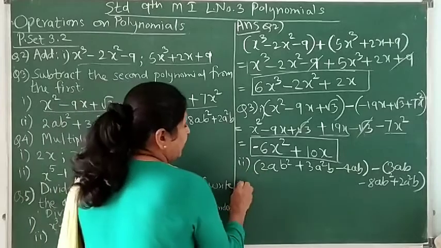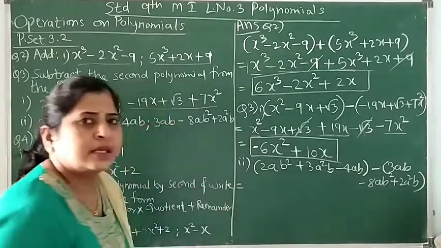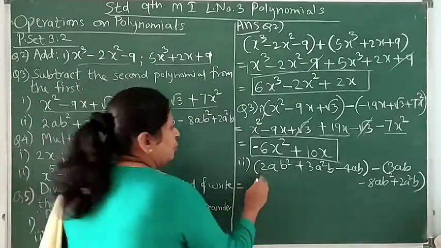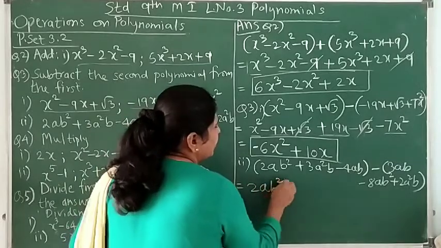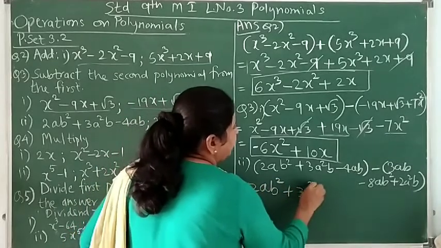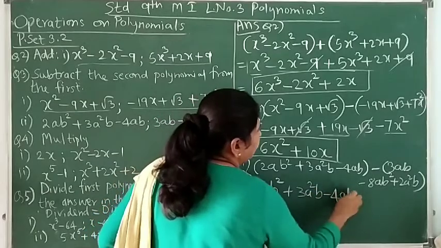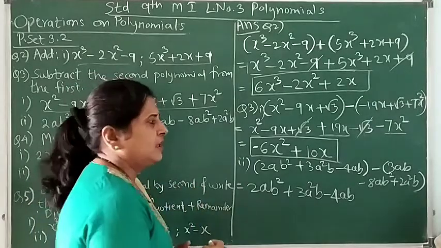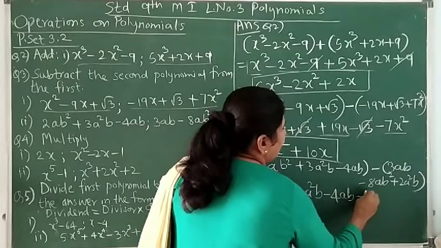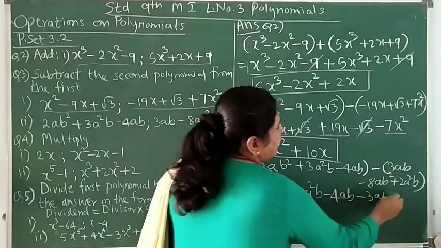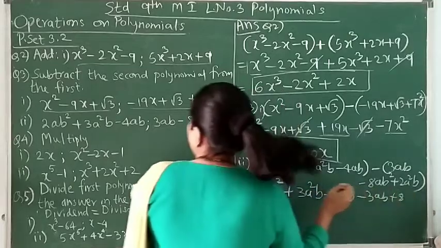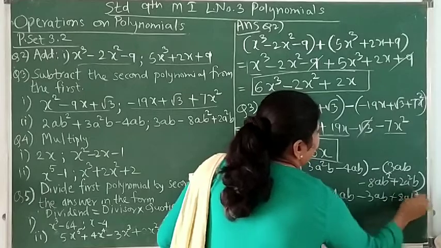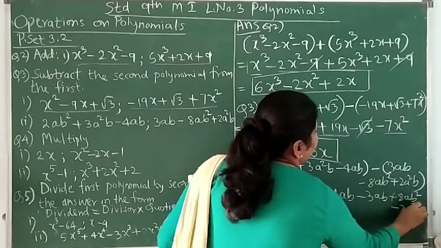So the first bracket we have before which we do not have any sign, means it is plus sign, and whenever plus sign, no change in the sign. Okay, so 2ab square is going to be as it is, plus 3a square b minus 4ab. Now before this bracket we have a minus sign, so just change the sign. So plus 3ab will become now minus 3ab, minus 8ab square will become plus 8ab square, and plus will become now minus 2a square b.